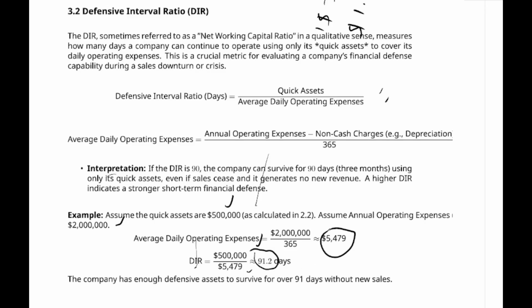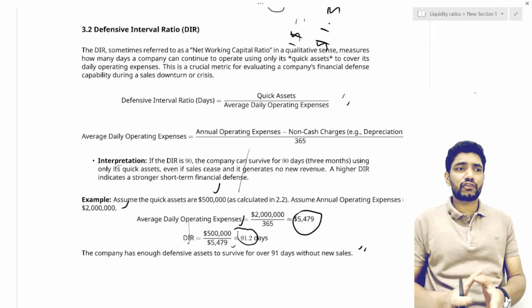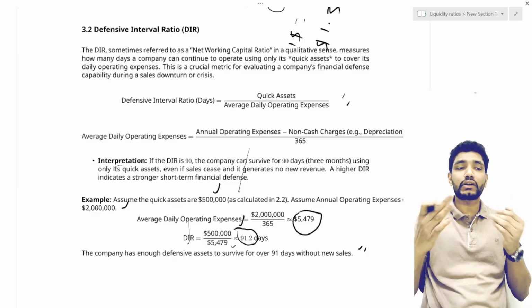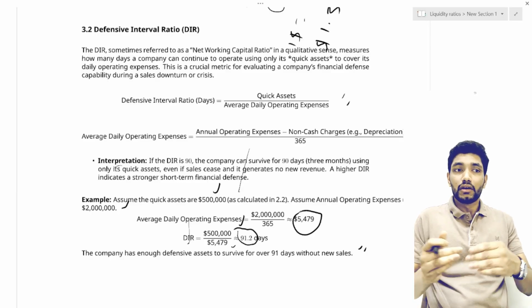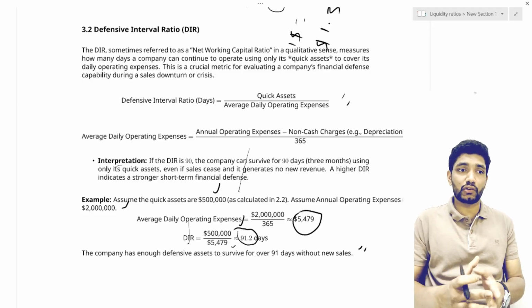So what it means is that this company has enough defensive assets to survive 90 days without new sales. Even without new sales, this company can cover 90 days of its daily operating expenses using its own quick assets. So the defensive interval ratio indicates how many days the company can survive without new sales to meet its average daily operating expenses using its own quick assets.